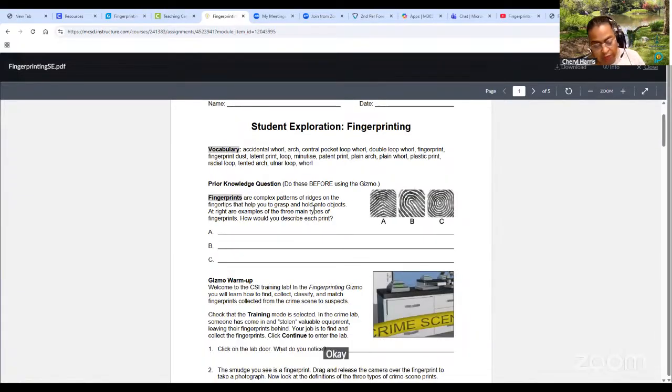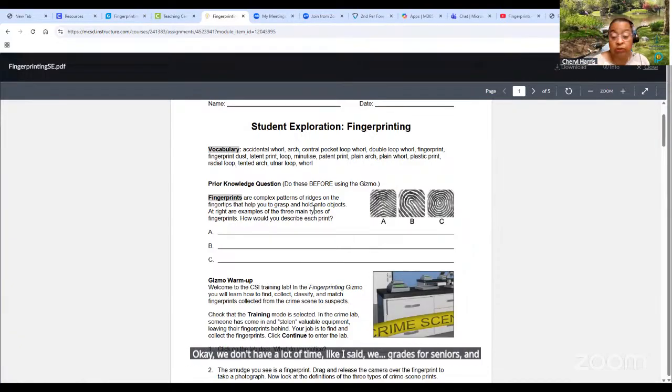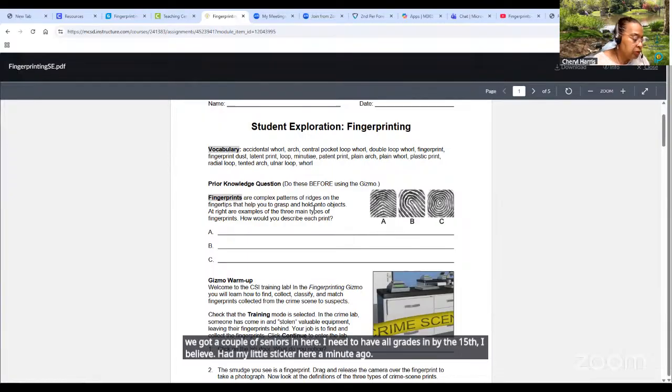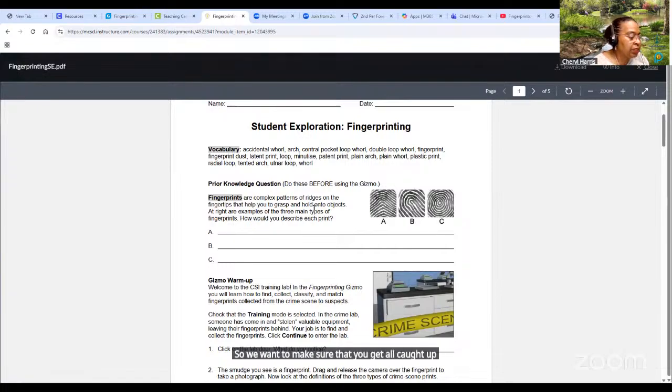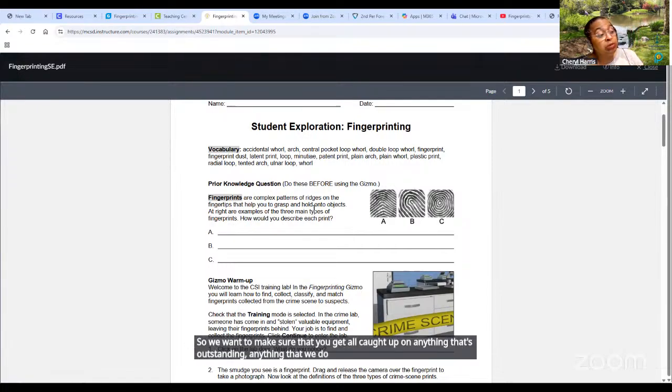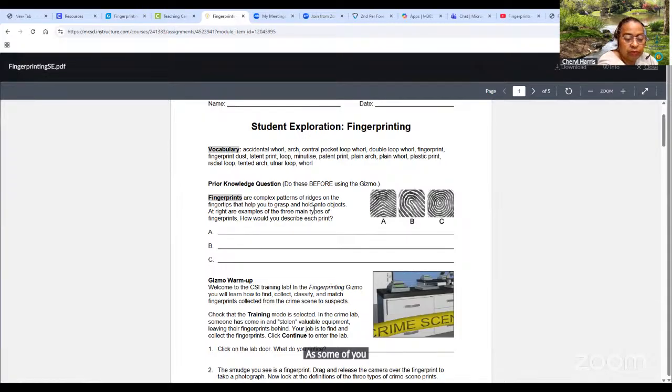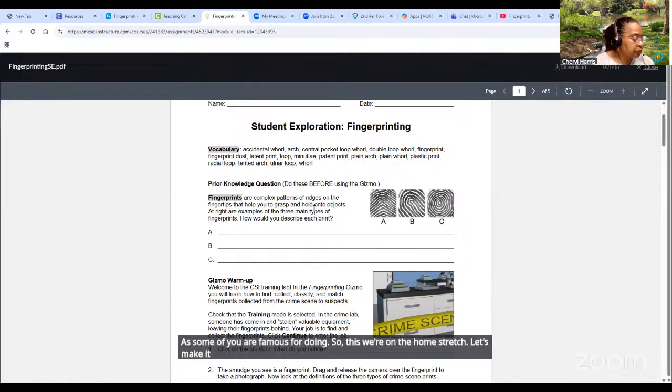Okay, we don't have a lot of time. Like I said, we grades for seniors, and we got a couple of seniors in here. I need to have all grades in by the 15th, I believe. Had my little sticker here a minute ago. So we want to make sure that you get all caught up on anything that's outstanding, anything that we do current. You need to make sure that if you're in class, please do what you need to do while you're in class and not just sign in for attendance and then take a nap, as some of you are famous for doing. So we're on the home stretch. Let's make it a good one.